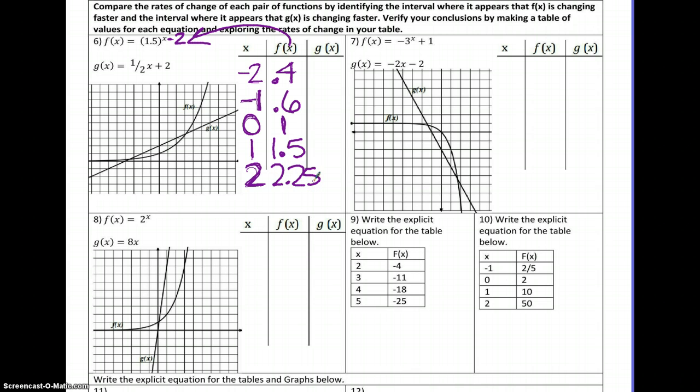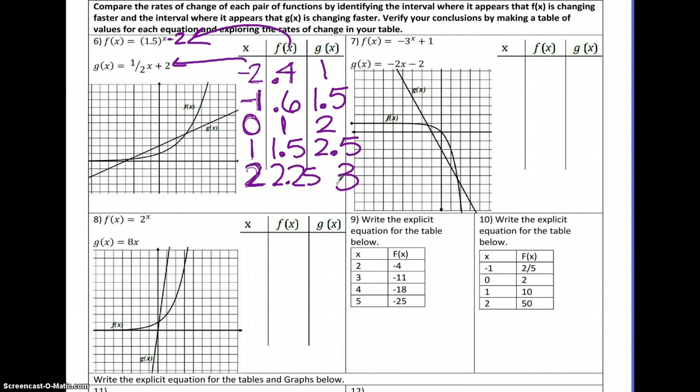And then for g, you're going to take these x values and plug them in for g. So you're going to type 0.5, or 1/2, times -2 plus 2, and you get 1. You're going to do that again, except you type in -1, and you end up with 1.5. Then you end up with 2, 2.5, and 3.